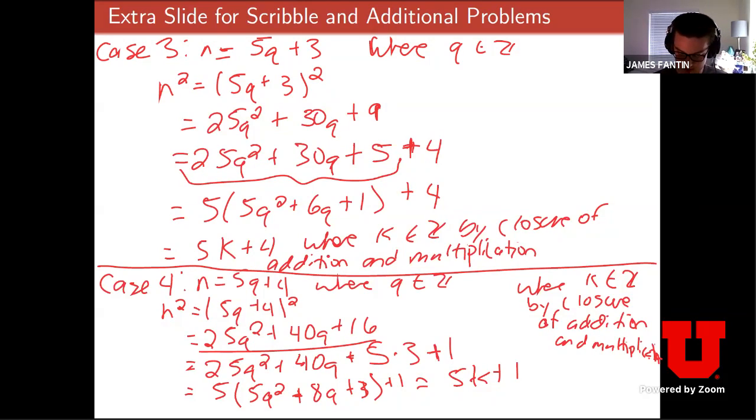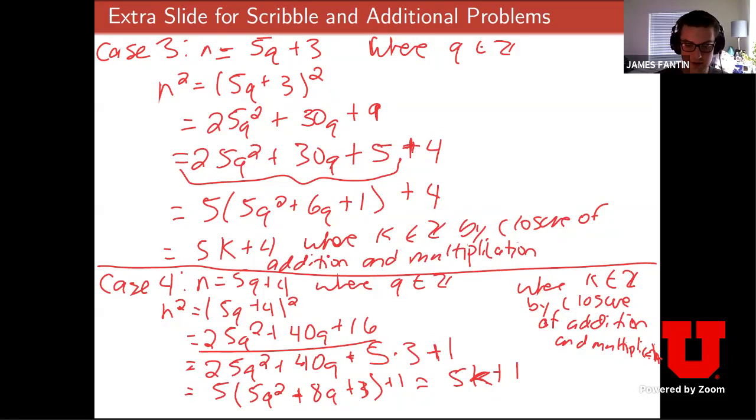And that's exactly what we wanted to show. And so now we've shown all 4 of the cases. We proved it if it had a remainder 1, if it had a remainder 2, a remainder 3, and a remainder 4. So now we just need to briefly summarize everything.